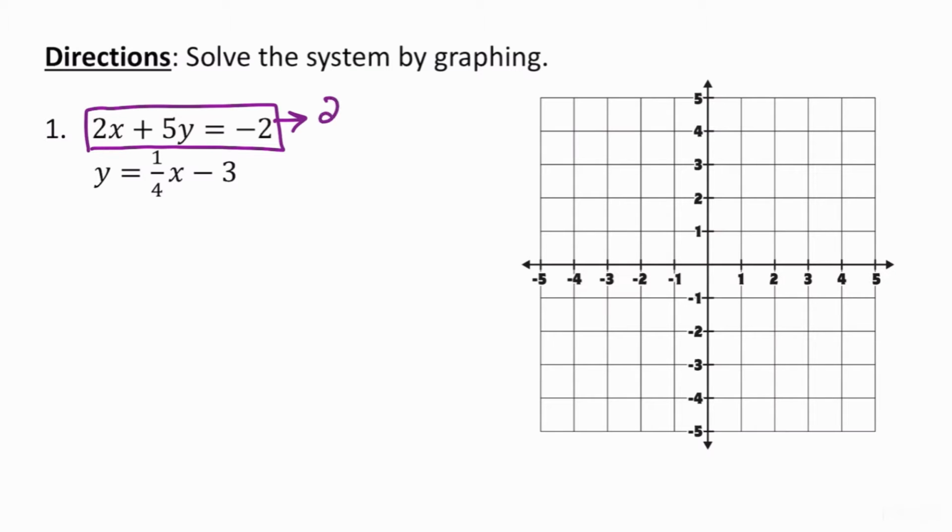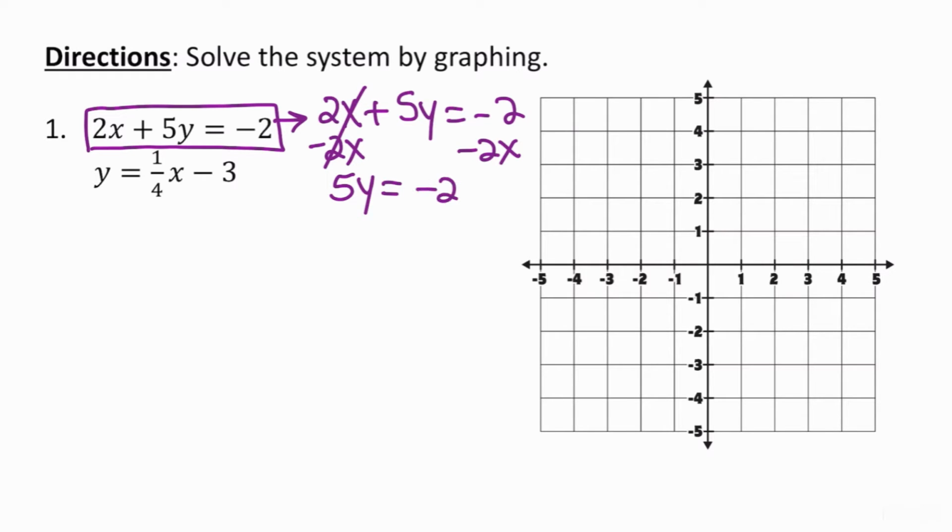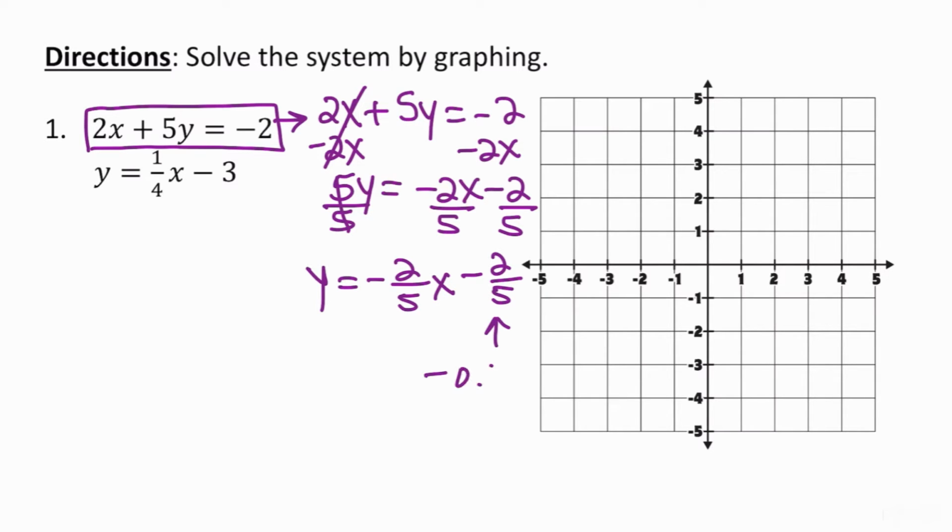So if I have 2x plus 5y equals -2, I'm going to subtract 2x from both sides. That cancels. 5y equals -2x minus 2. Divide the entire equation by 5. So now I have y equals -2/5 x minus 2 over 5. And already you must be thinking, wow, the y-intercept is -2 over 5. However, am I going to graph this? Well, -2 over 5, if you divide, is -0.4.